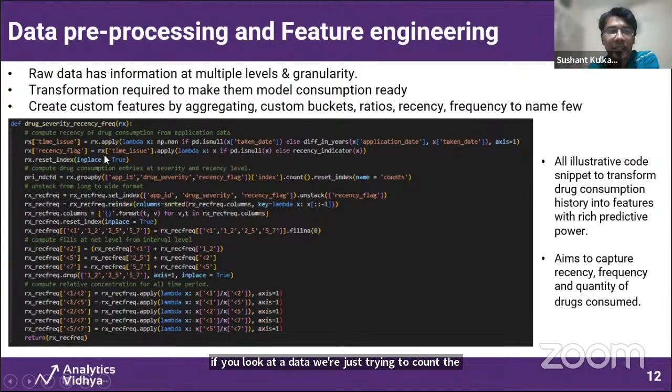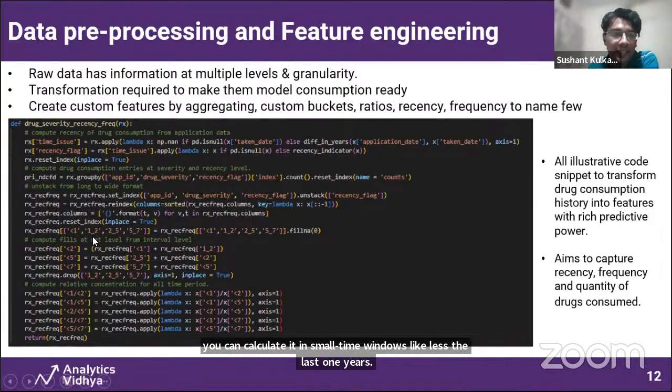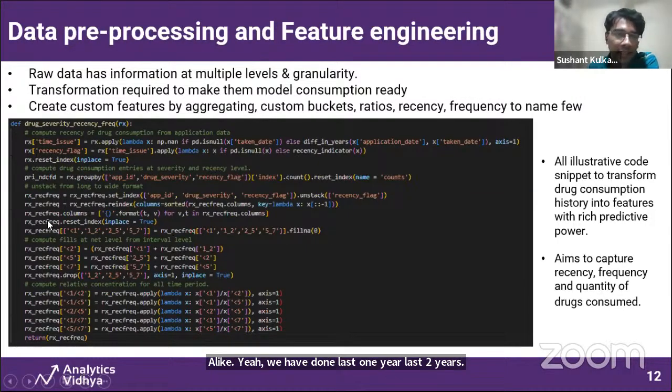You can calculate it in small time windows, like the last 1 year, last 2 years, last 5 years, last 7 years. This is something custom that could be tweaked depending on the knowledge you have from conversations with business experts. But this is something that worked well for us. So this is an illustrative case. We have been looking at it from the current date, or the application date, whenever the person is applying, and how recently in the past they have been taking these.